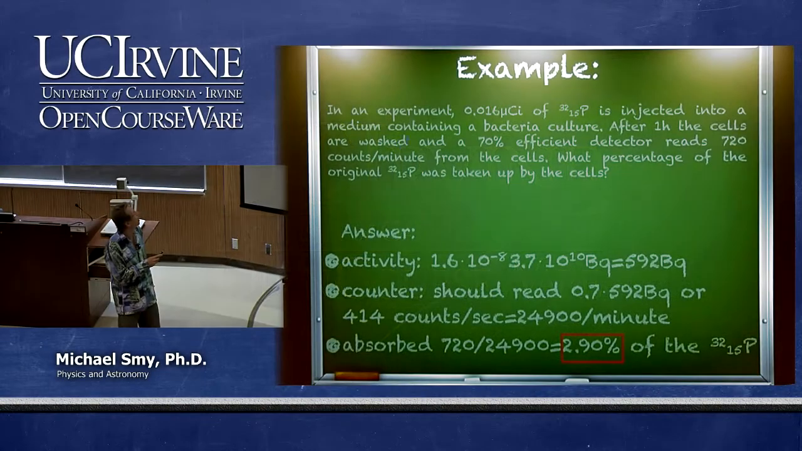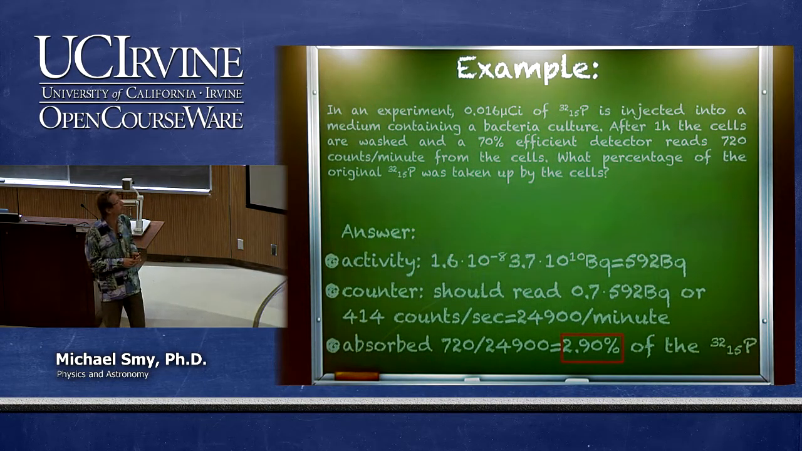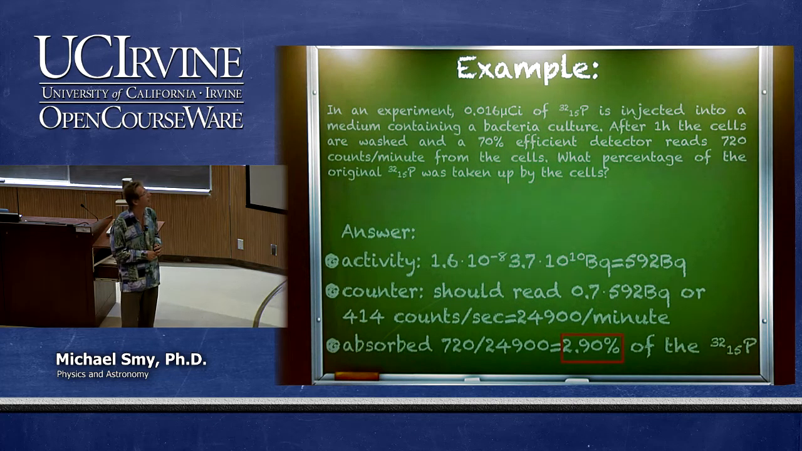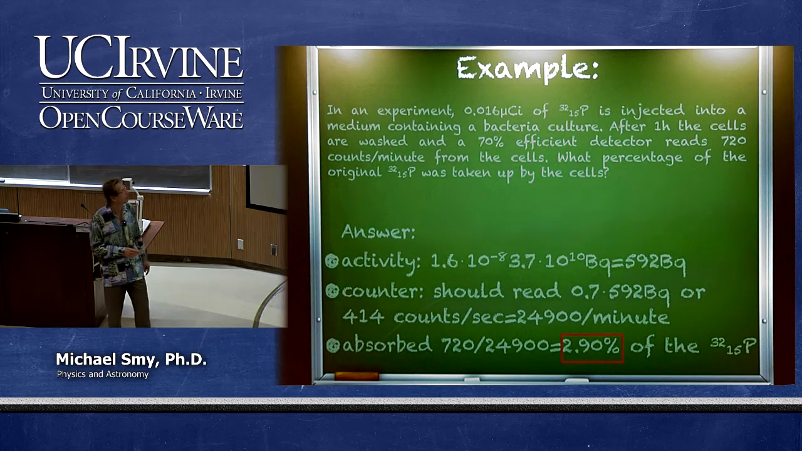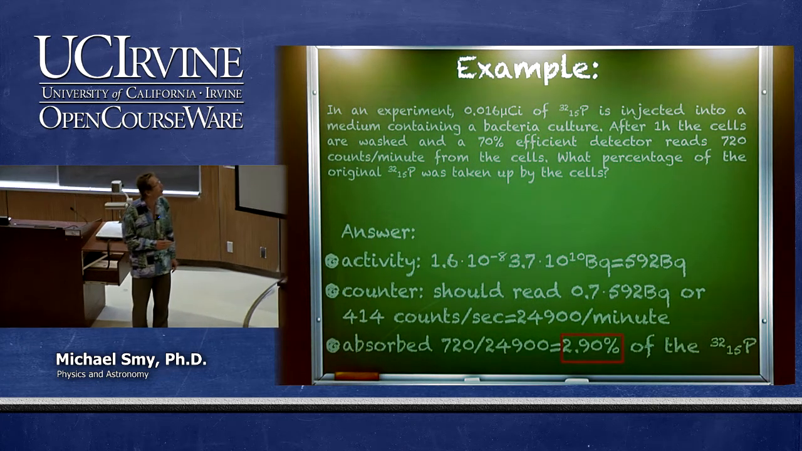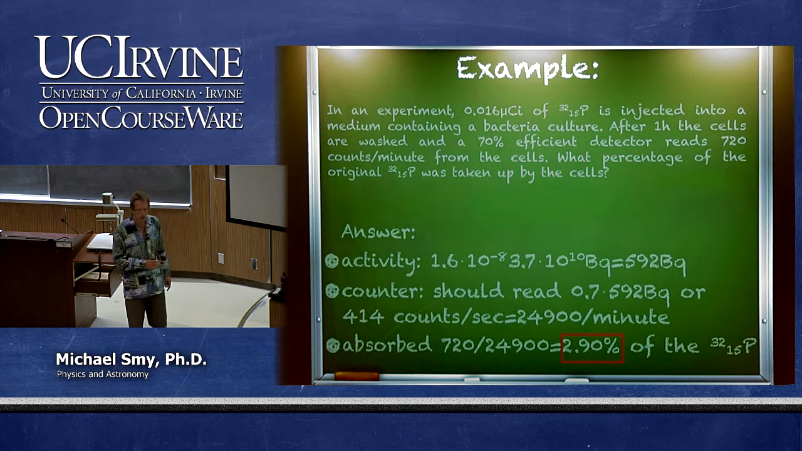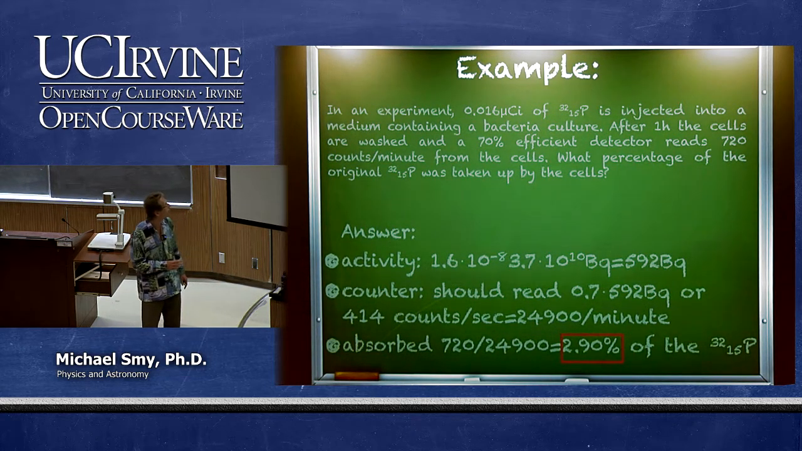So we have this experiment where we have 0.016 microcurie of a phosphor sample that is injected into a medium that contains a bacteria culture. And after 1 hour, the cells are washed, and the 70% efficient detector reads 720 counts per minute from the cells. And the question is, how much of the radioactive phosphor did they absorb?